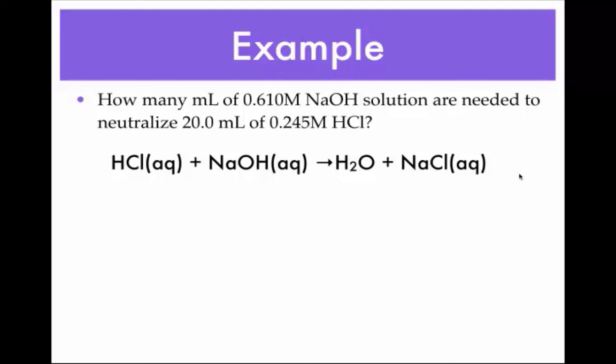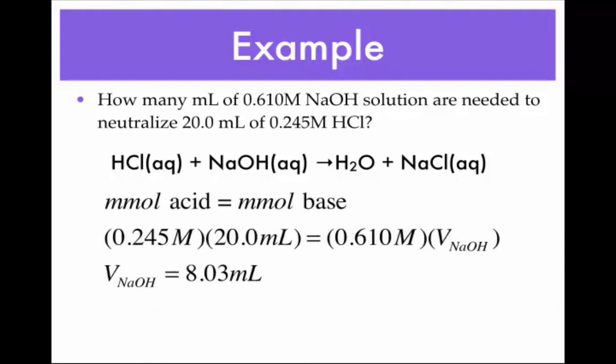We have HCl plus NaOH goes to H2O plus NaCl. And so we take a look at the number of millimoles here, and the millimoles of acid are equal to the millimoles of base at the equivalence point. So that's what we're trying to do to neutralize, is to reach the equivalence point. So millimoles of acid is going to be my molarity times my milliliters, and my millimoles of base is going to be the molarity times the milliliters of base, but we don't know that. That's what we're trying to find. And so we end up solving for the volume of sodium hydroxide, and we get 8.03 milliliters.